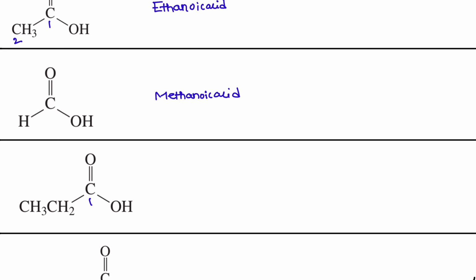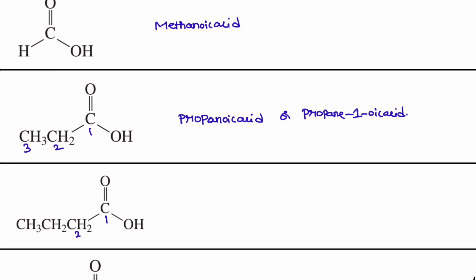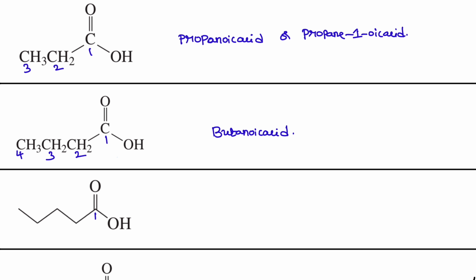Next, three carbon atoms. It is a chain terminating functional group, need not indicate the position. So that is propanoic acid. Or you can also write like this, no problem: propane, 1 oic acid. Always it is at first position. 1, 2, 3, 4. So the name of this compound is butanoic acid. Butane oic acid. 1, 2, 3, 4, 5, and this is pentanoic acid.